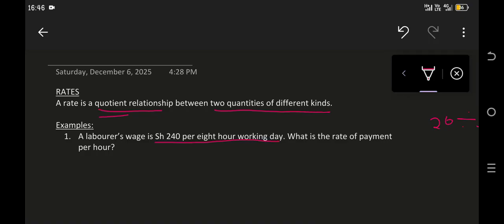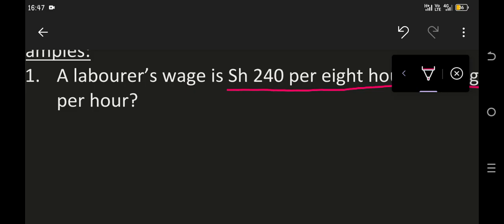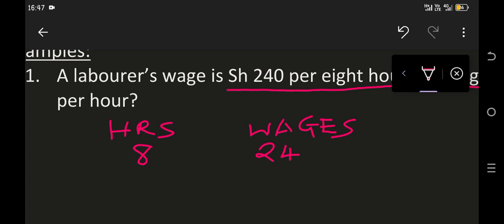The rate of payment per hour means that we're supposed to be finding the amount that the laborer is going to be paid if he or she works in 1 hour. So this is what we have. We have hours and wages. In 8 hours, the laborer is going to be paid 240 shillings. Now we are being asked, how much will he be paid in 1 hour?